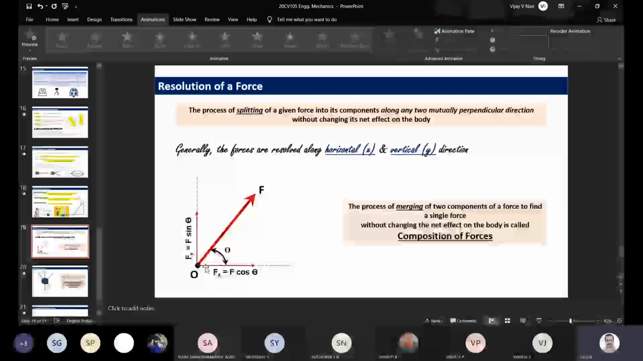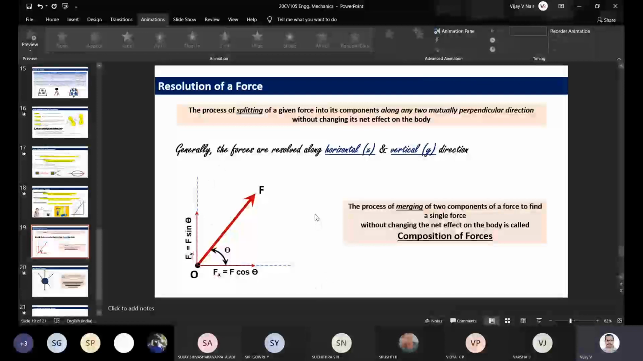Here you can note that you are resolving the force into mutually perpendicular axes. You will be resolving this force F into an x direction and a y direction, which are mutually perpendicular to each other. This is what you'll be doing in the entire subject of engineering mechanics. Basically you work everything in terms of horizontal and vertical directions, that is the x and y directions.